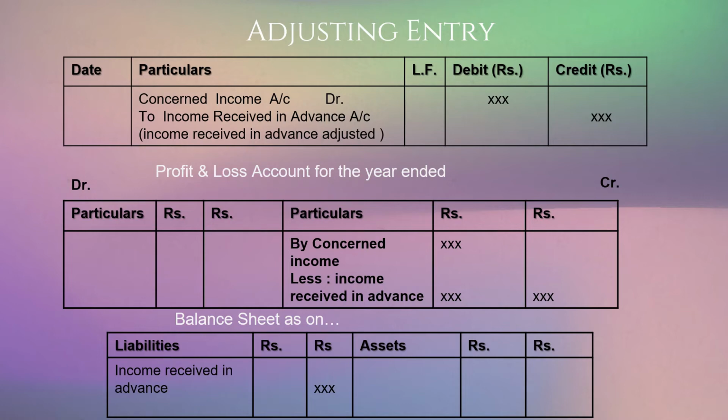So the concerned income will be debited, and this being a liability, you have to credit it. Show on the profit and loss account the concerned income. Keep it in your mind: prepaid or paid in advance, and received in advance, should be deducted, subtracted, and it is a liability, so it goes on the liability side.